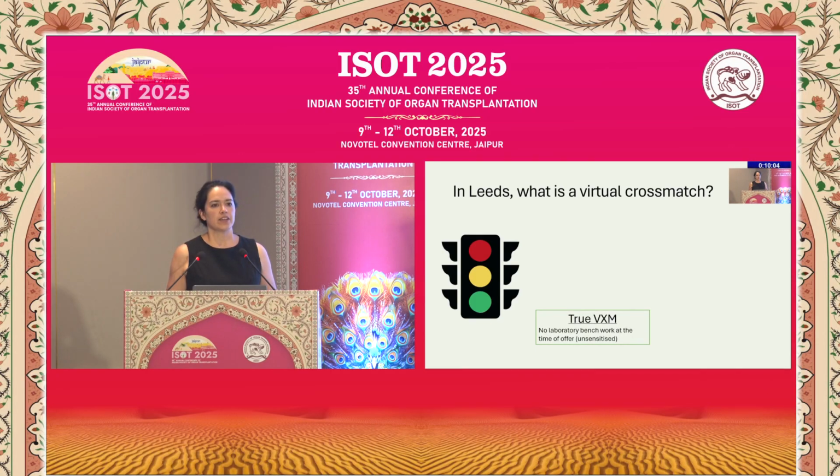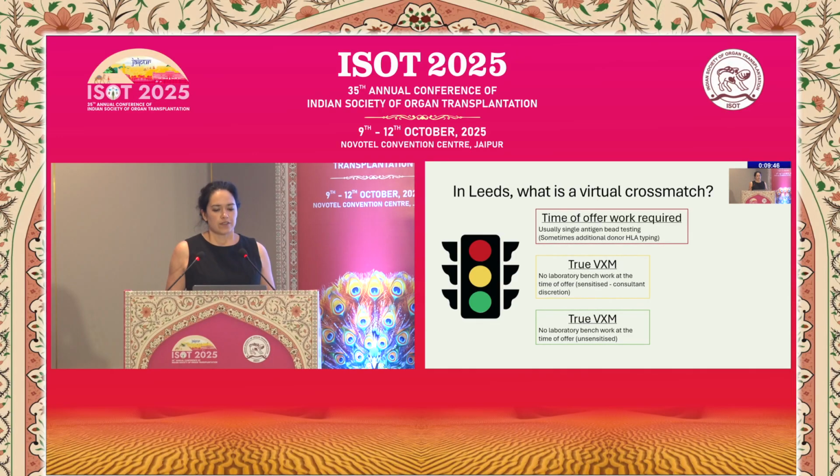And this can be for patients who are unsensitized, where we have not found an HLA antibody. We can also do this true virtual cross-match for patients where we know they have antibodies, but a lot more input from the consultant is required during the time of offer. And then finally, in the red traffic light, we perform time of offer work. This is usually a single antigen bead test at the time of offer, and this allows us to inform the progression of a virtual cross-match. And what I'll do is go into each of these in more detail.